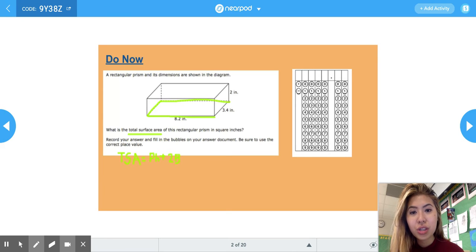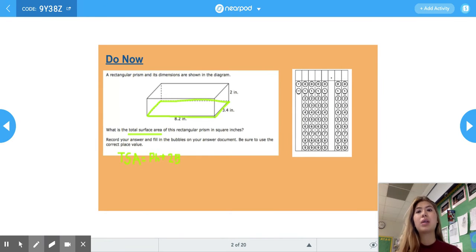So as a reminder, the base is usually going to be the shape that is touching the surface or is on the top or the bottom. Sometimes it can be front and back, but in this case, let's just think of the base as the top and the bottom, or the shape that would be touching the surface if the three-dimensional shape was on a table.